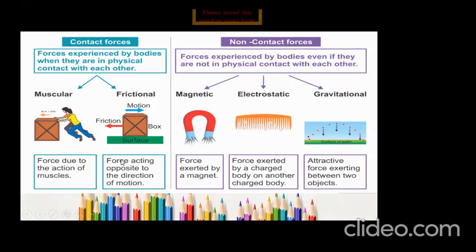In your book it was not given, but I'm explaining it just for your extra information. And you have learned in your book about the frictional force. We have discussed it so many times that force acting opposite to the direction of motion is called the frictional force. When two objects come in physical contact or rub against each other, they produce frictional force.